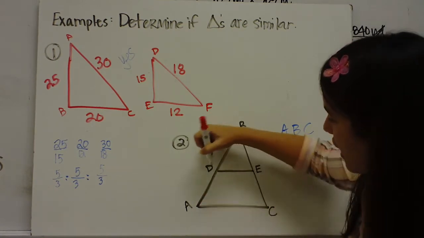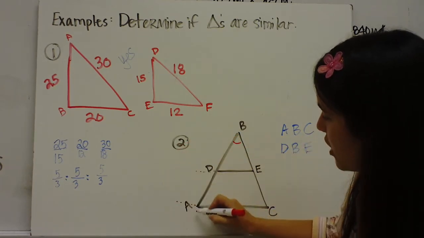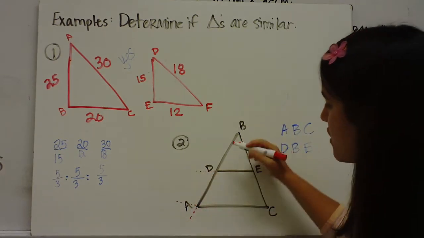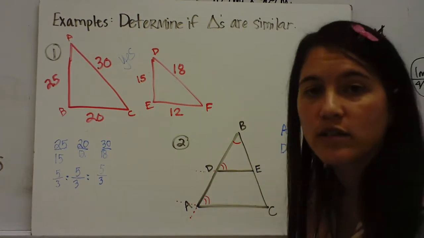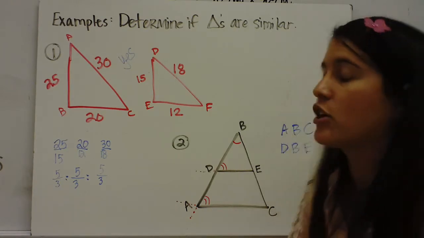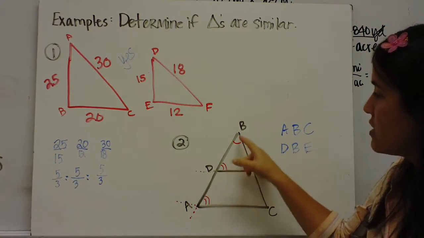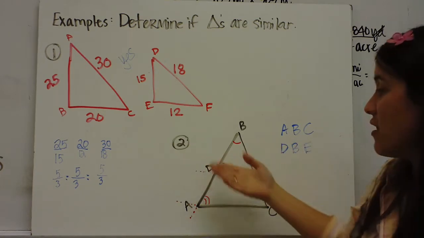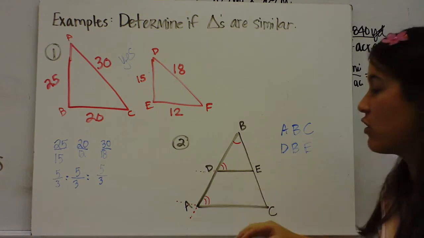D and A. If I were to extend these lines, you would hopefully see that I have parallel lines cut by a transversal. So this angle and this angle are corresponding, which means they are congruent. We know they're corresponding, and that means they're congruent. So right now I have two angles that are the same. Angle A and D are congruent, and then angle B is congruent to itself. You can apply the same thing over here. E and C are corresponding, which means they're congruent.